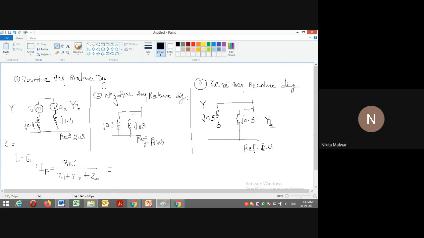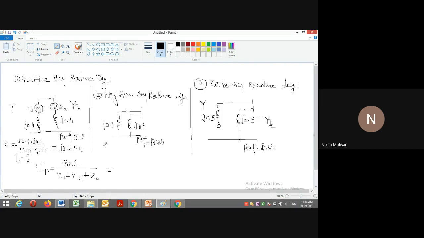For the positive sequence reactance, G1 has 0.4 and G2 has 0.4. Putting these values into a parallel connection and solving, we get J0.4 into J0.4 upon J0.4 plus J0.4. The answer for Z1 will be J0.2 in per unit.